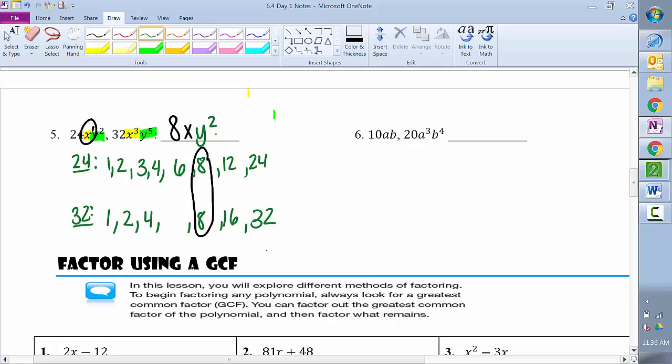All right, let's do it again. I have 10 and 20. Could anyone right away tell me what my greatest common factor is going to be?